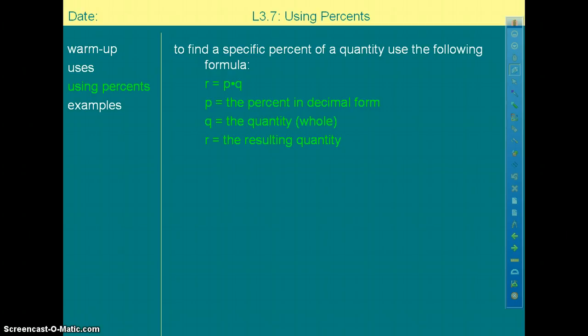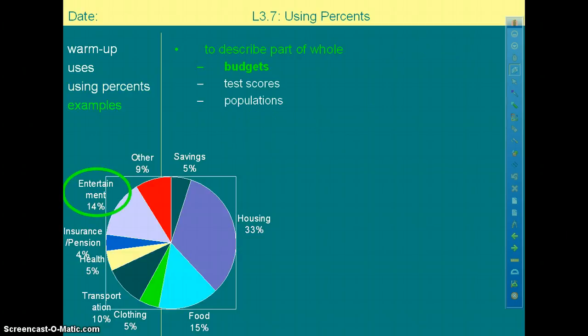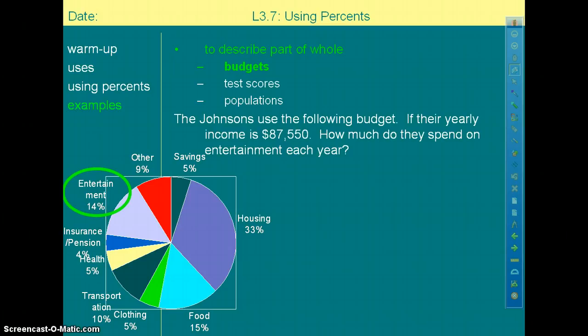As we take a look, we're going to go through some examples. We can use the percent to describe part of a whole, such as a budget. Here we see a circle graph that shows a family budget. In this case, it's the Johnsons' family budget. We can see that they spend 5% on their savings, 9% on other, 14% on entertainment, 4% on their insurance and pension, and so on, 33% on their housing.